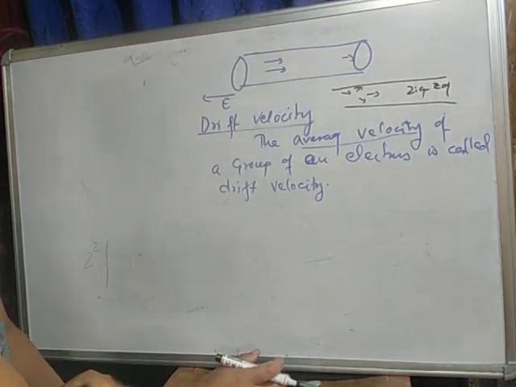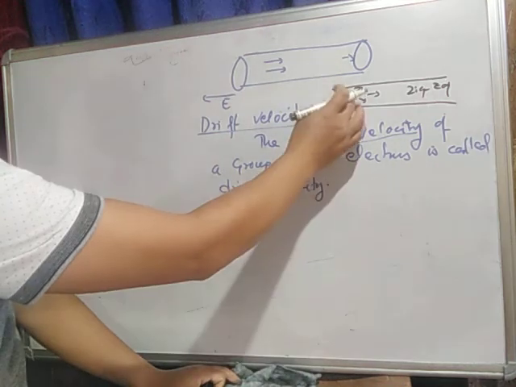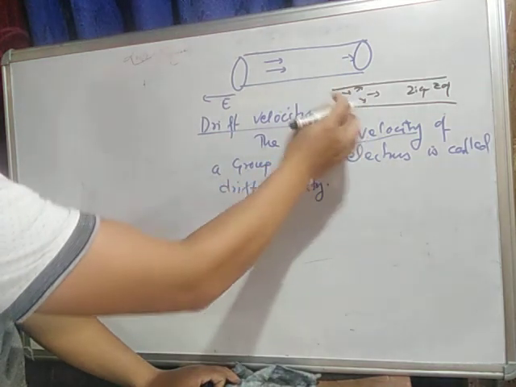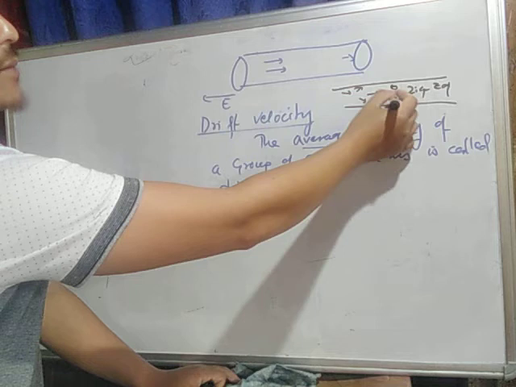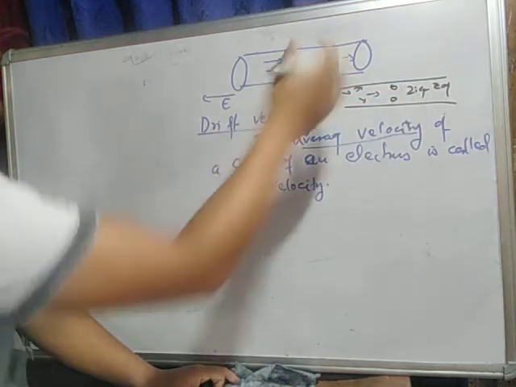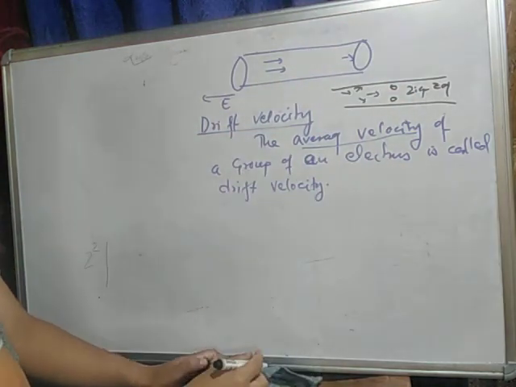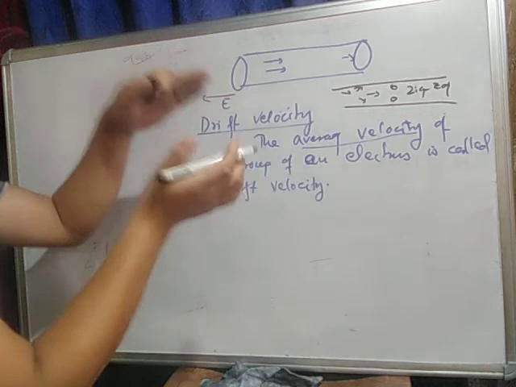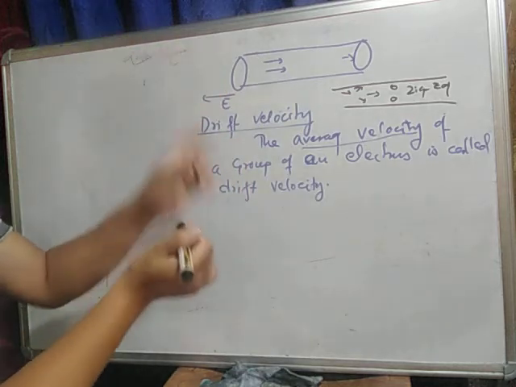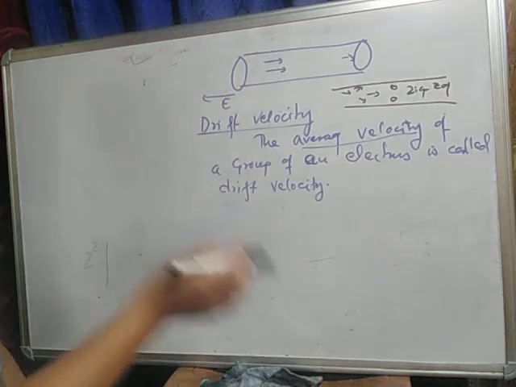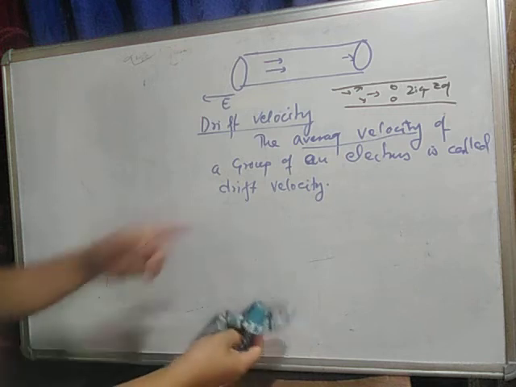Okay, so an individual or single electron will collide with another atom, so that's why it follows a zigzag path. Clear? But if you see the whole from above, you'll see a straight path, right? So this is the concept.